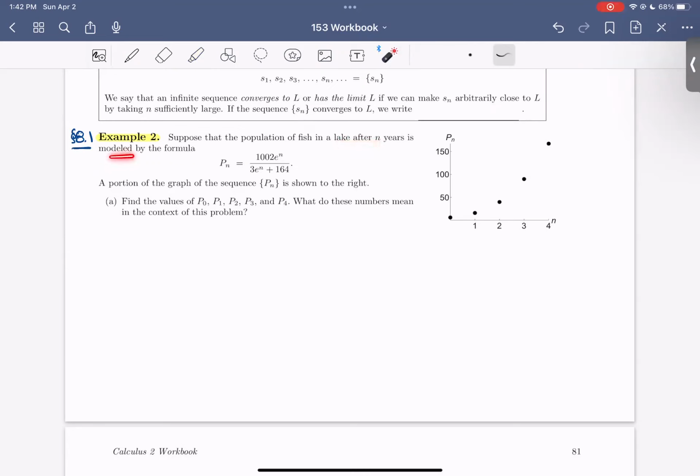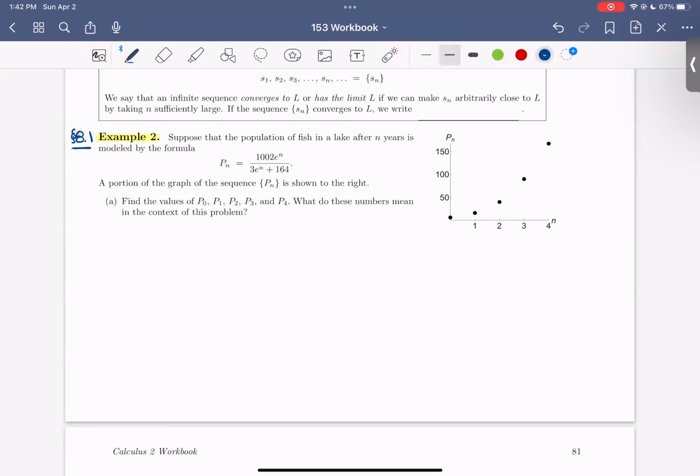In this example, we're asked: suppose that the population of fish in a lake after n years is modeled by the formula P sub n is equal to 1002 e to the n over 3 e to the n plus 164. A portion of the graph of the sequence P sub n is shown to the right.